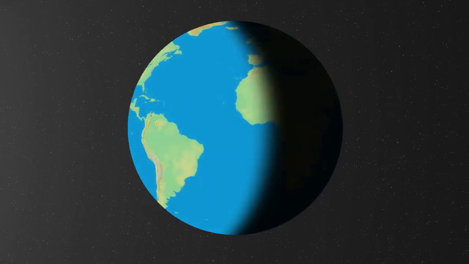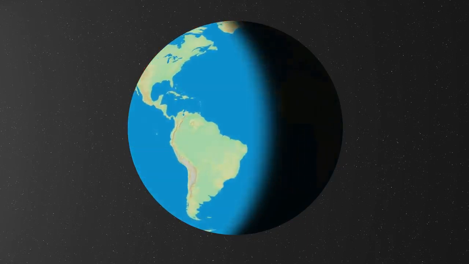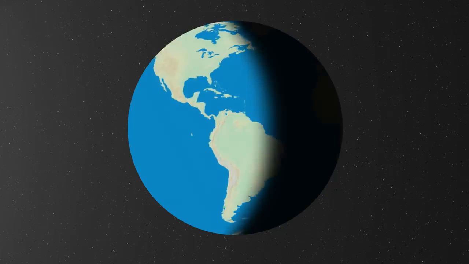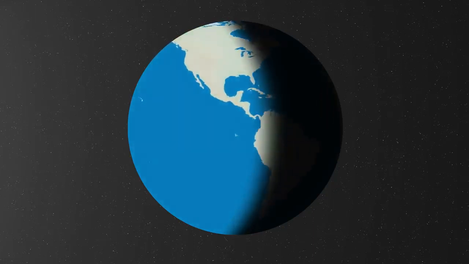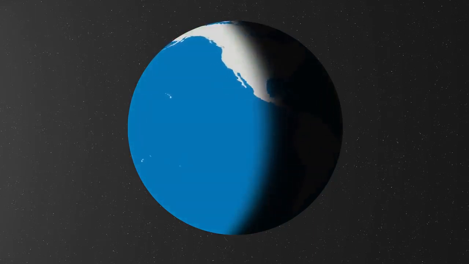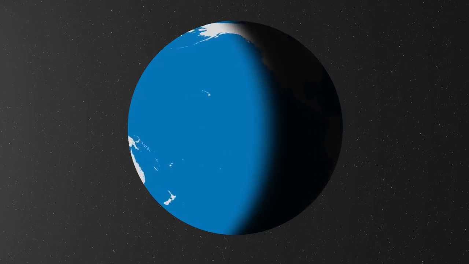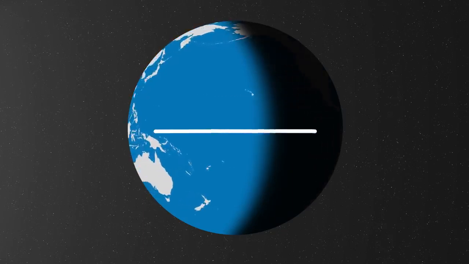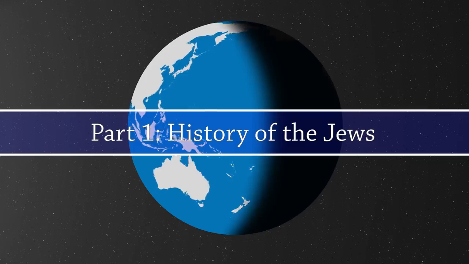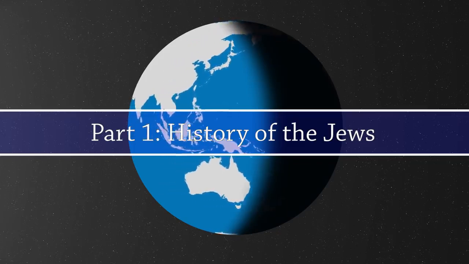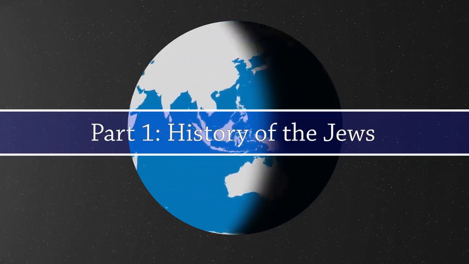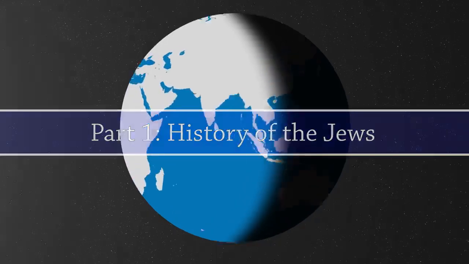A century ago, a conflict arose which would quickly become one of the most complex and controversial in the world. A conflict between two very different people for the same territory. To understand its origins, let's retrace the history of the Jewish people on a map. The Israeli-Palestinian conflict will be explained in a following video.